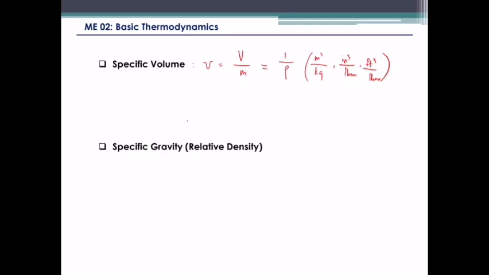Then, we have specific gravity, or the relative density, SG. SG has no unit. By definition, specific gravity is the ratio of the density of the substance to the density of the standard substance. Or we can use the specific weight: gamma of the substance over the gamma of the standard substance. That is why it is unitless, because the units of density cancel out.